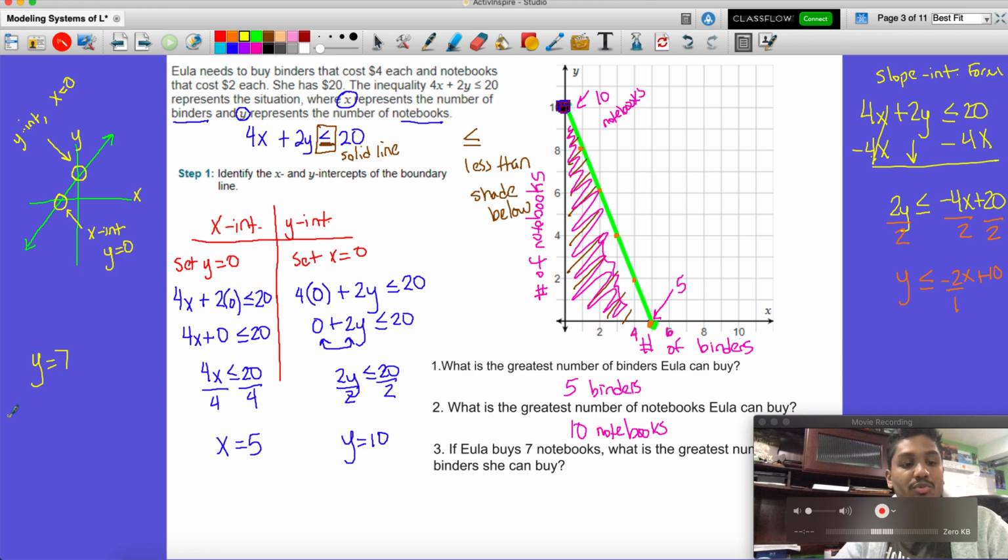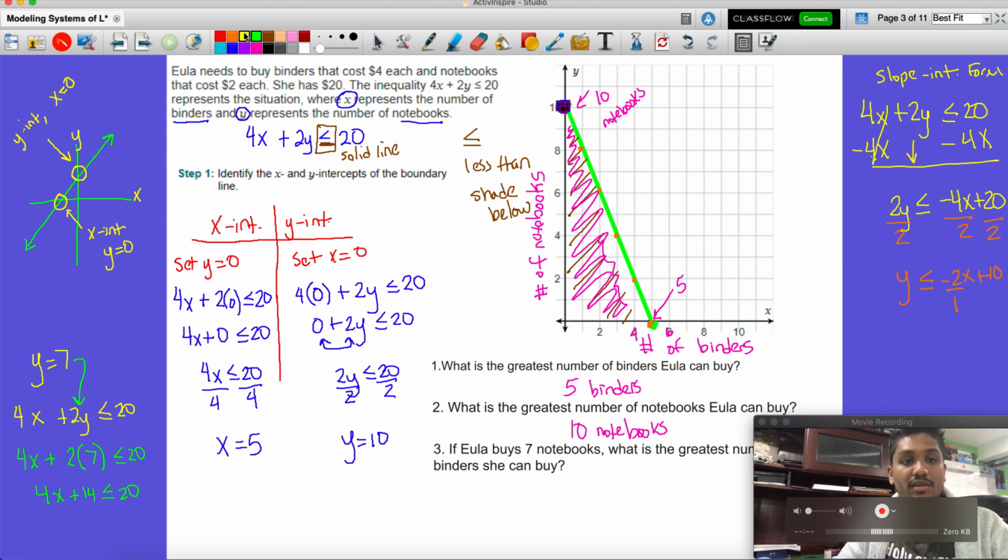So what we're going to do is go back to our inequality: 4x plus 2y is less than or equal to 20. And here we're going to just substitute the 7 for the y. So this becomes 4x plus 2, right? See how everything's the same? We're going to replace the y with the number that it's equal to, 7, less than or equal to 20. This becomes 4x plus 14 is less than or equal to 20.